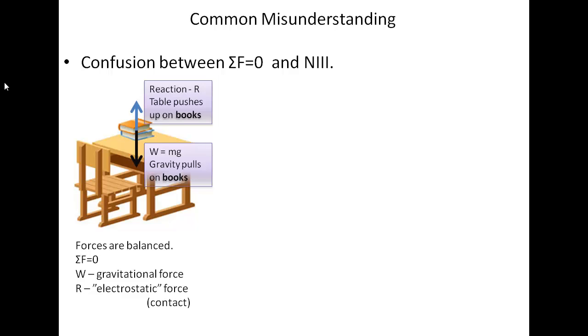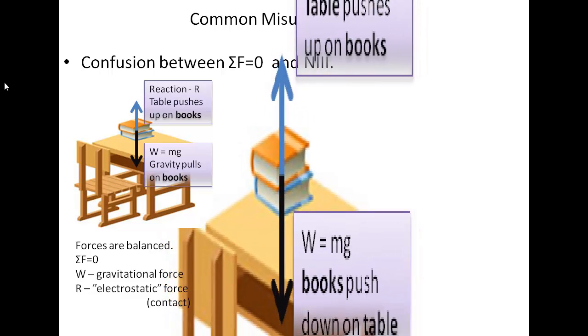So this is just about balancing forces. The weight is a gravitational force. The reaction is an electrostatic force, a contact force. This is not a third law pair because they're different kinds of forces and they're both acting on the same body, on the books. Let's look at this.